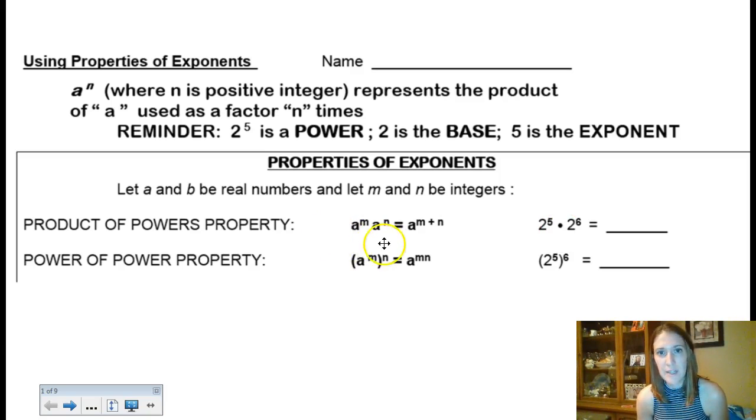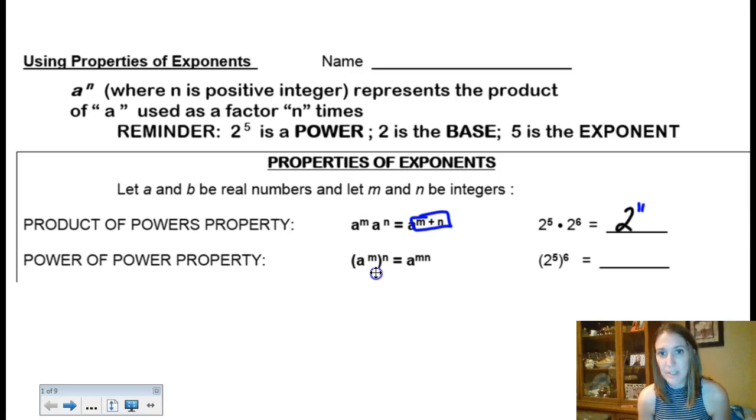So the first one says if you're trying to multiply the bases together, and they happen to be the same base, with exponents, what you do is you're going to keep your base, and then you're going to add those exponents together. So in this example, we're going to keep our base of 2, but then we're going to add those exponents together and get 2 to the 11th power. And I have no idea what that is, something very large, so I'm just going to leave it like that.